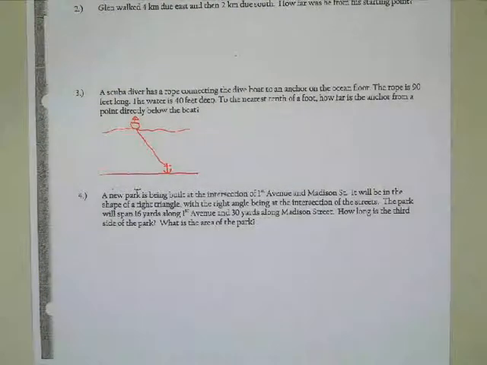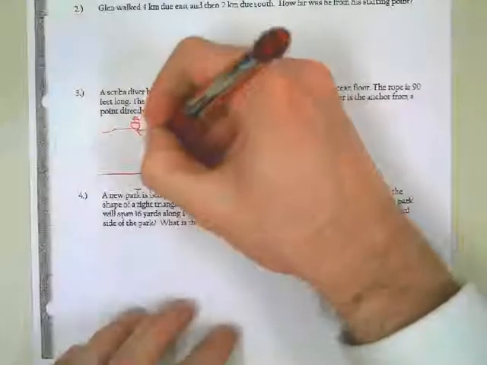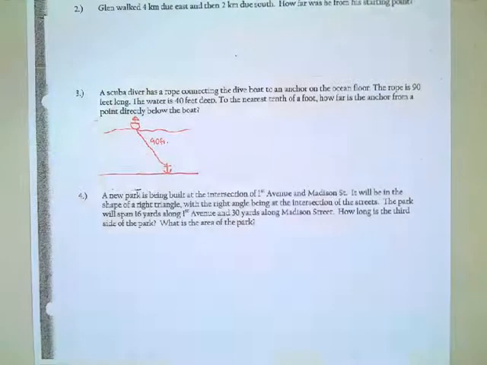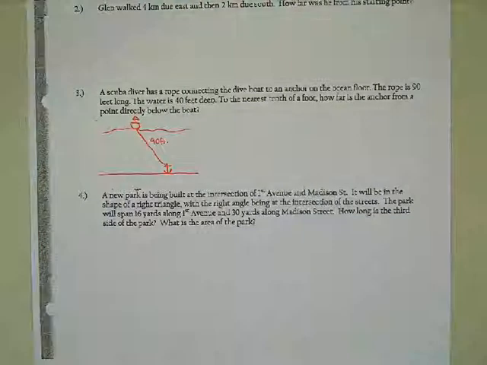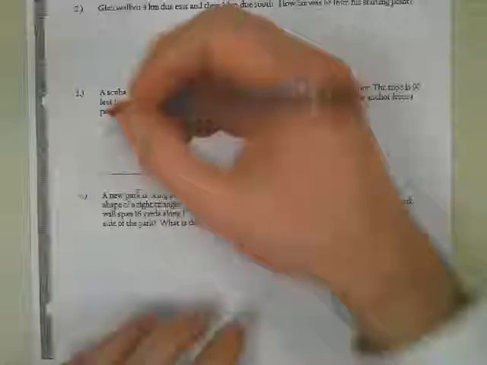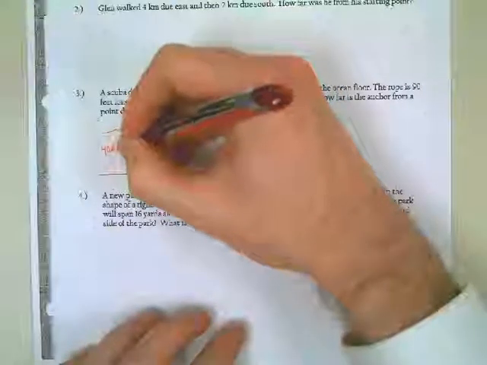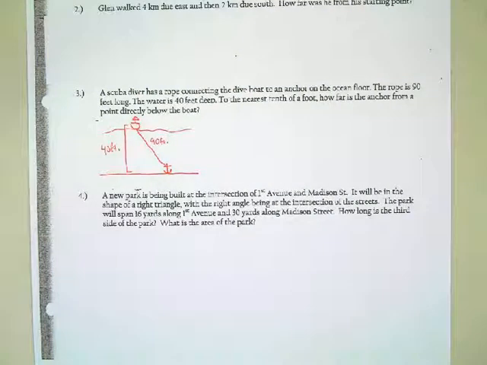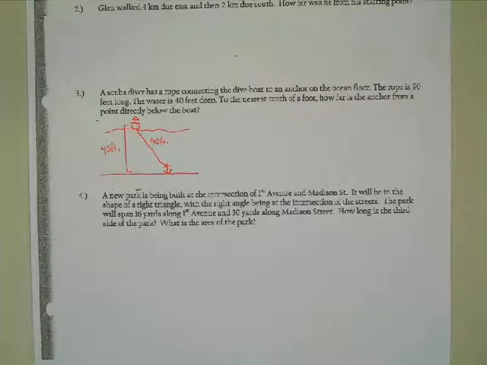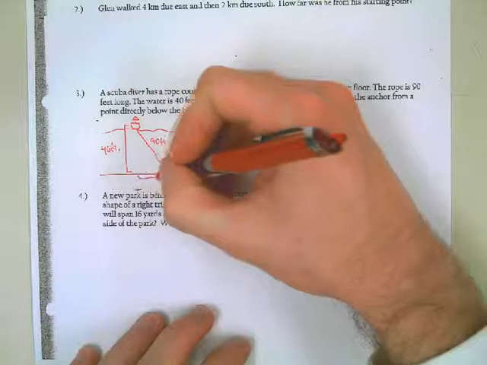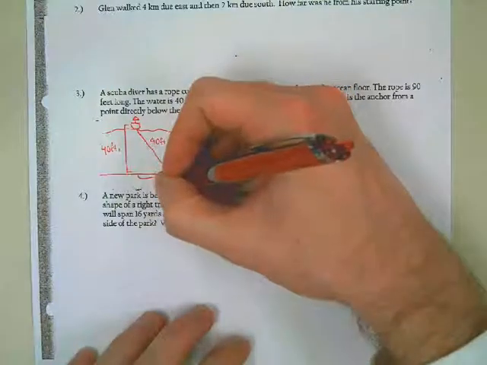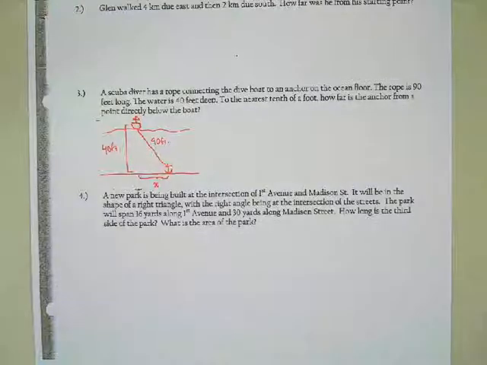And the water is 40 feet deep. So I say, okay, that's basically 40 feet deep, right? And then there's tenths of a foot. How far is the anchor from a point directly below the boat? So from directly below the boat, we would know this distance. We'll call that x right there. And you can see that basically we have a right triangle here.